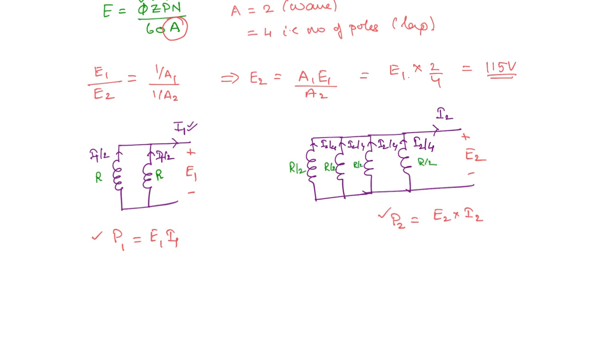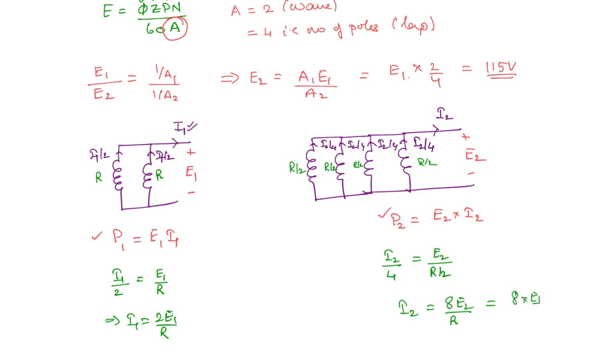Now for each of the currents, in the wave winding, I1 by 2 can be written as E1 by R. In the lap winding case, I2 by 4 is equal to E2 by R by 2. So from here you are going to get I1 is equal to 2 E1 by R, and I2 is equal to 8 E2 by R. But E2 in terms of E1 is E1 by 2. So you are going to get 8 into E1 by 2 divided by R, which is 4 E1 by R. So this is going to be 2 times the current I1.